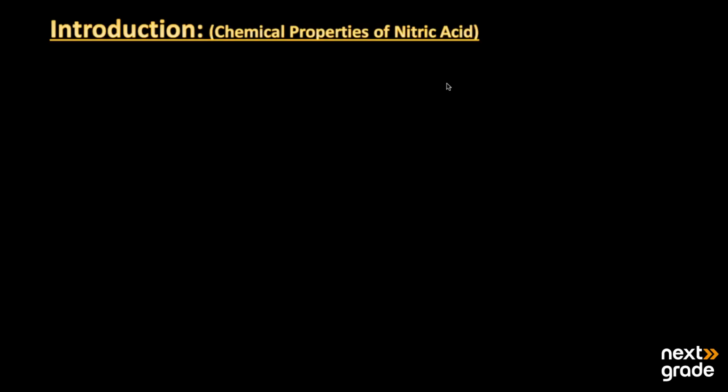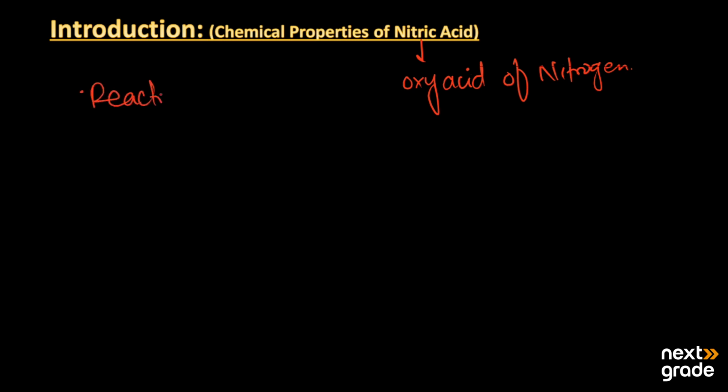So here we are going to discuss today the chemical properties of nitric acid. Nitric acid is also known as the oxyacid of nitrogen, and it has a lot of chemical properties because it is highly chemically reactive. That's why it can make many different types of compounds by reacting with other substances.